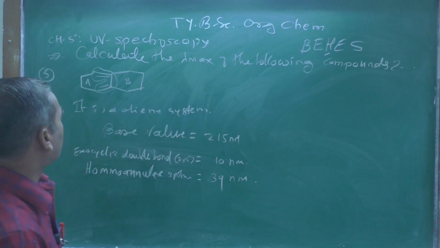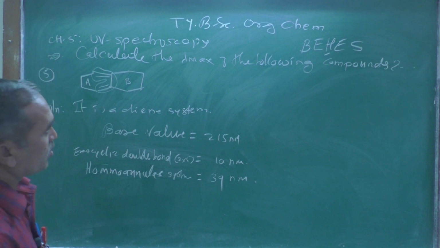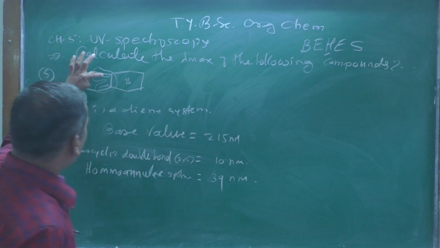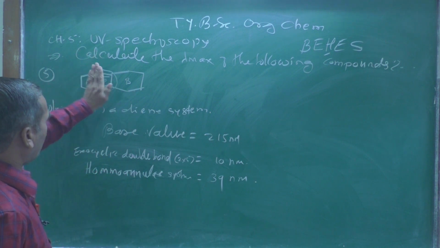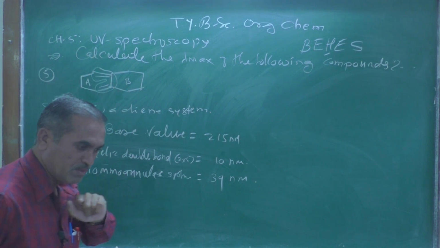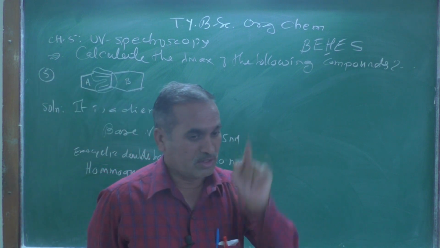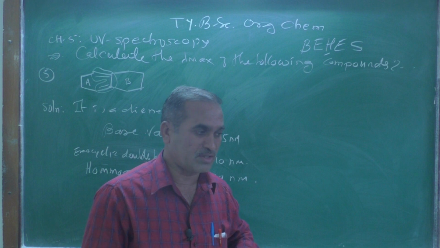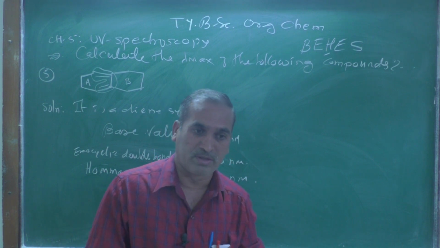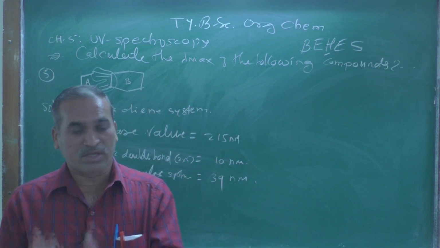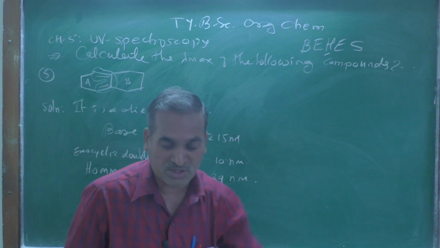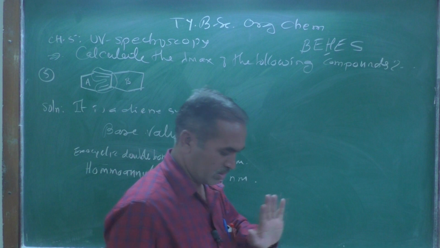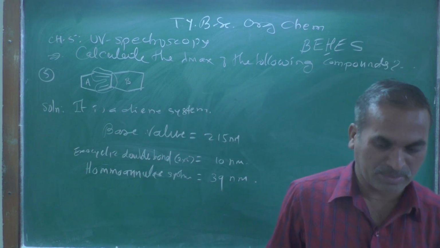Now see another, E means what? Extended conjugation. Now look at here, carbon-carbon double bond, single bond and double bond, it is a diene system. Although it is a diene system, no extra double bond is present over there, and therefore there is no question of extended conjugation in this case. So no extended conjugation is present.